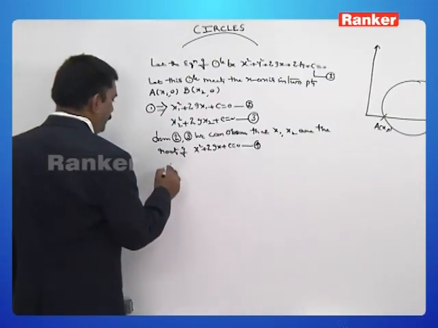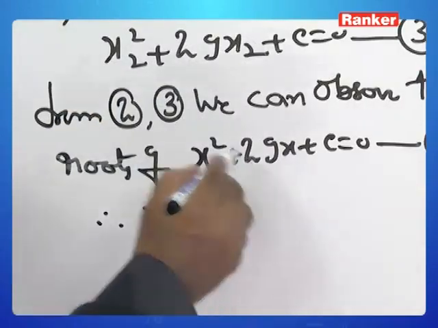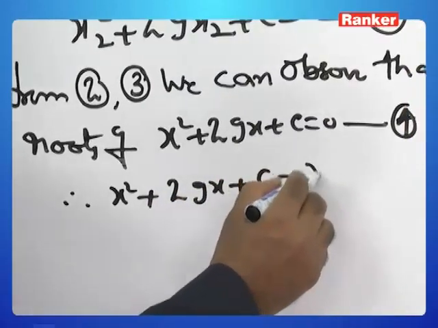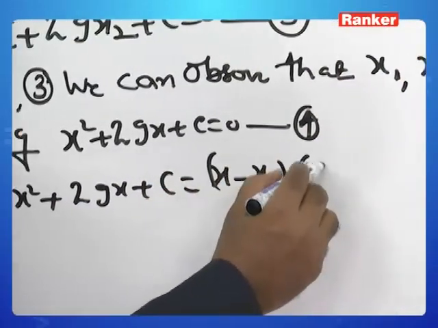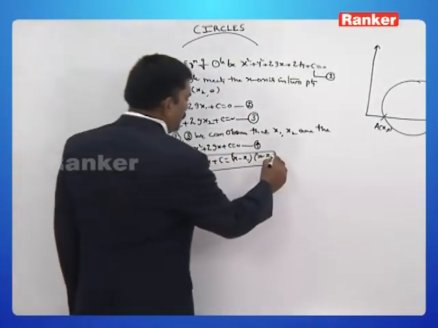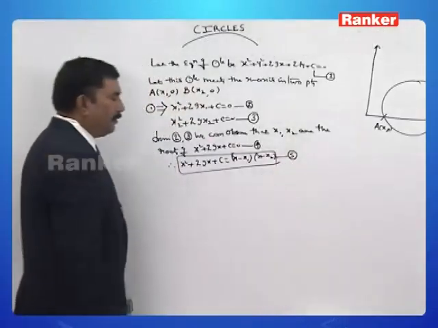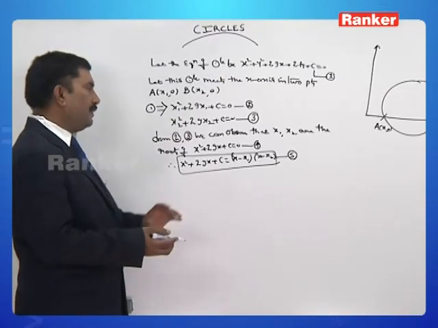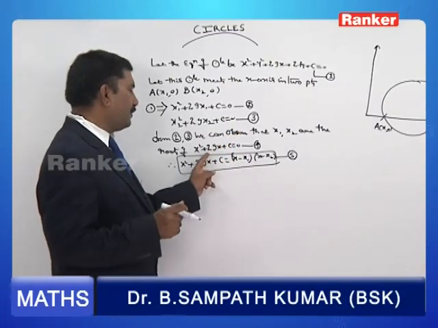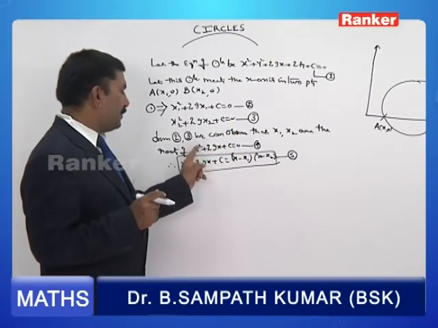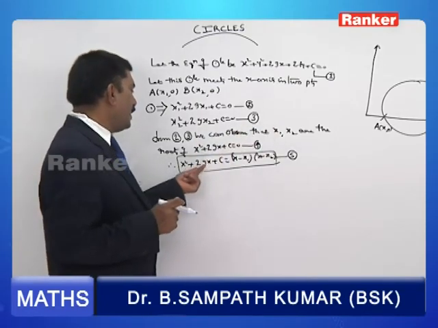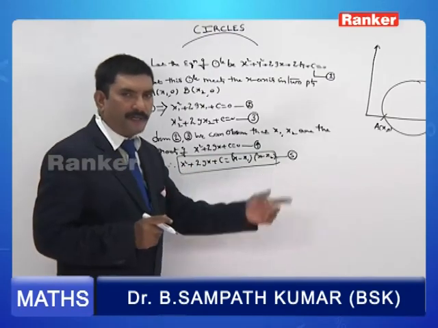Therefore, which is a quadratic in x, it has roots x1 and x2. Therefore, I can write it as a product of the two factors. So from 2 and 3 you can very well observe x1, x2 are the roots of the quadratic equation x square plus 2gx plus c is equal to 0. When these two are the roots, I can write this quadratic equation as a product of two factors.